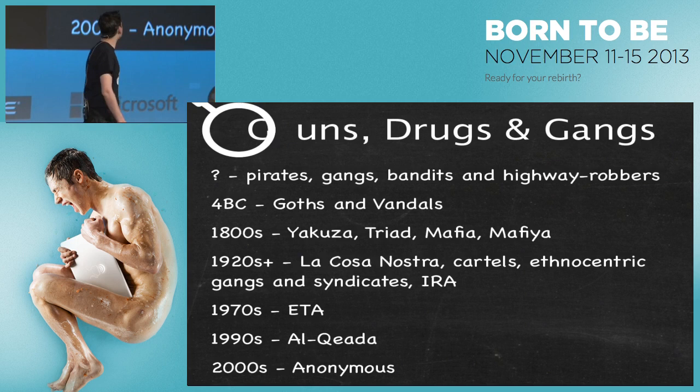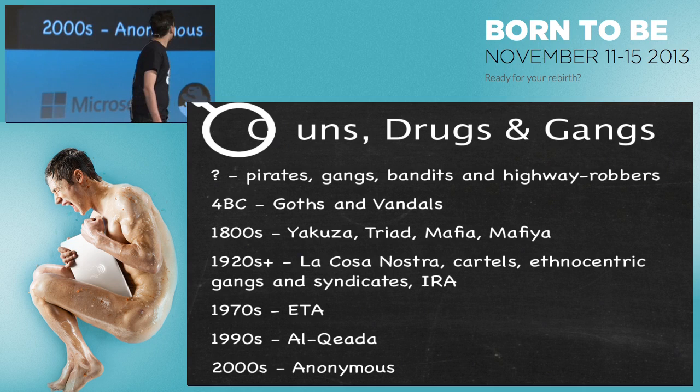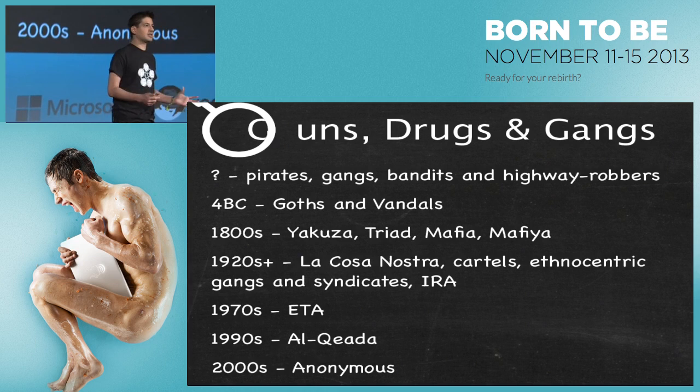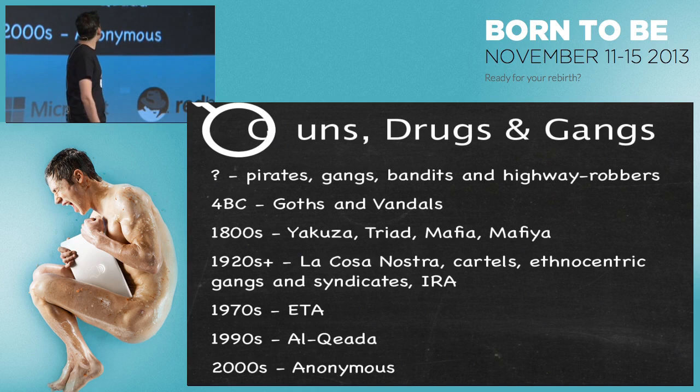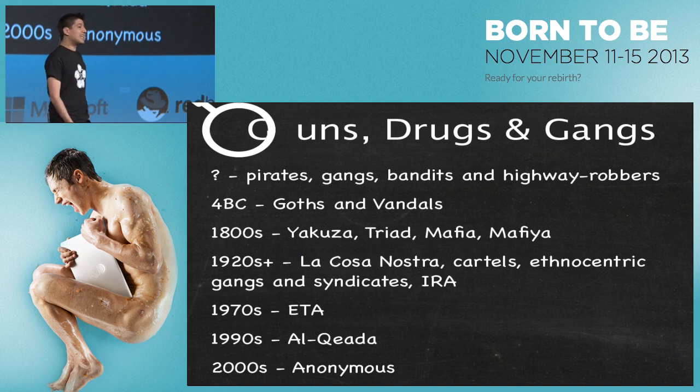Come the 1800s, about five centuries later, we start to see much more organized crime gangs like the Yakuza from Japan, the Mafia from Italy and Sicily, the Mafia from Russia, and of course the Triads from China. All huge gangs. They have been going for centuries now, and they're still going. We had La Cosa Nostra, the cartels, ethnic gangs, syndicates, the IRA more recently. These are part gang, part terrorist organization. Even more recently, ETA was set up in the 1970s and only recently disbanded.